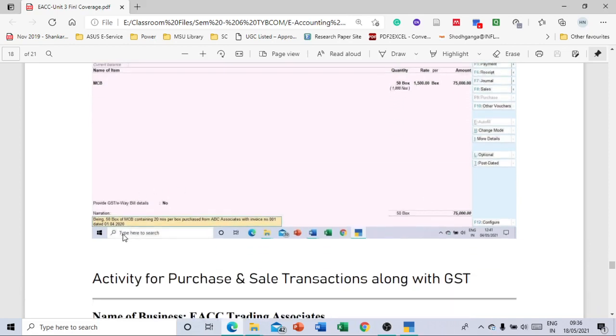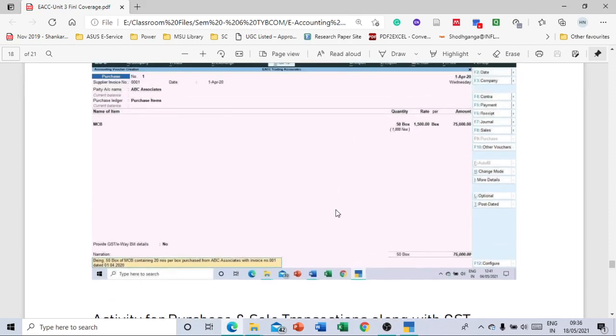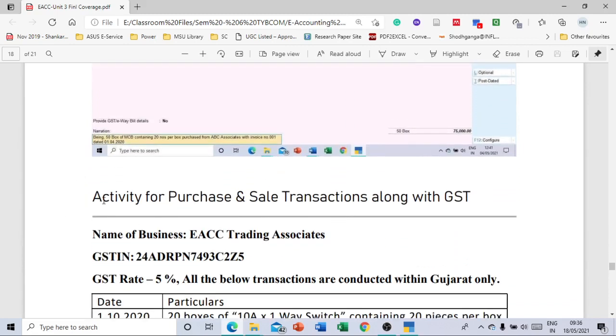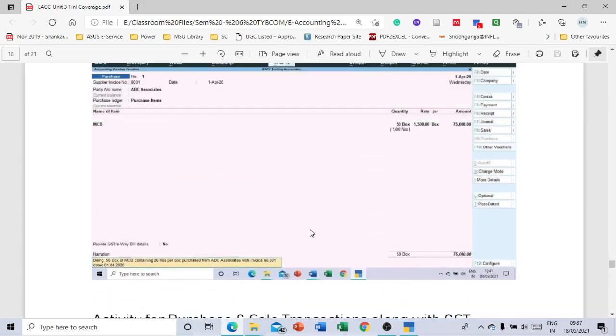In the narration, I have written that 15 boxes of the MCB, containing 20 nums per box, were purchased from ABC Associate with the invoice number so and so, on so and so day. This is the entire narration which I have used for the purpose of recording the entry. The same thing you can do while you are going for the entry work. Next, the activity is given. This is the concept where alternative measurement is very useful.